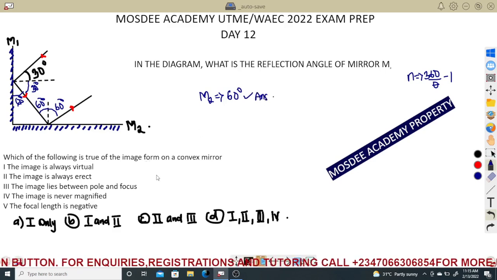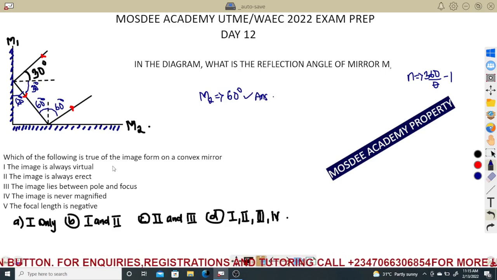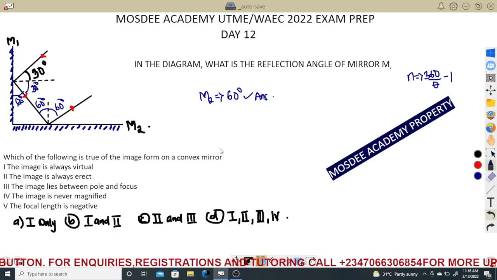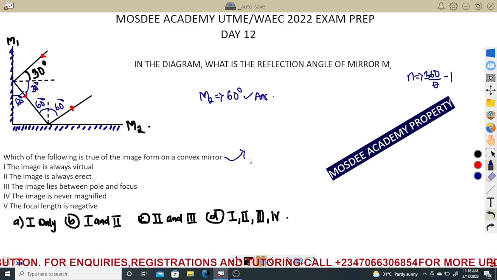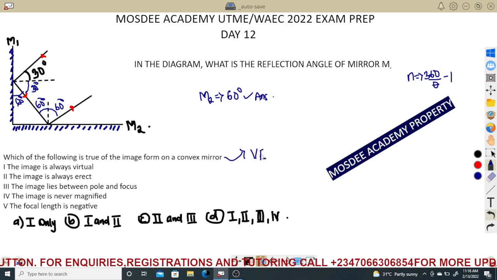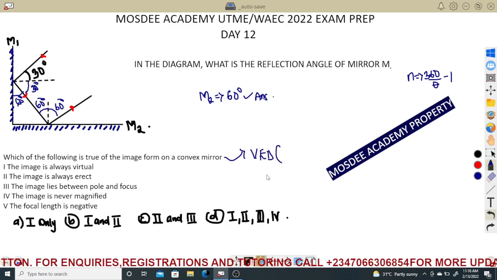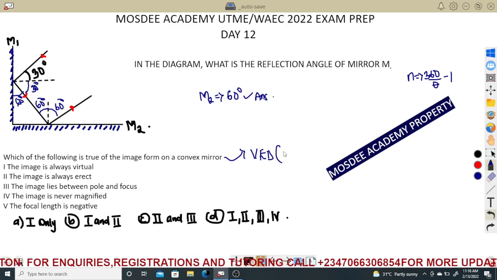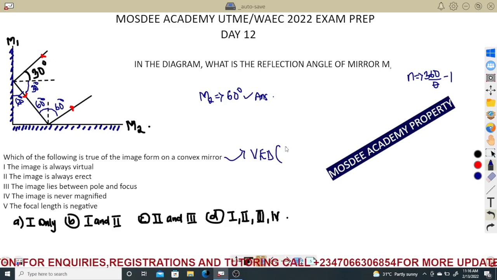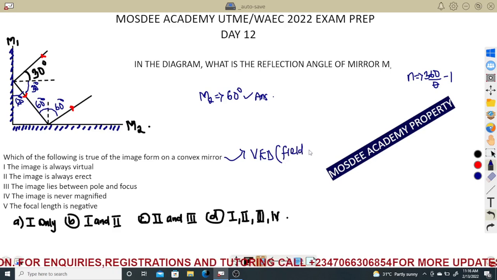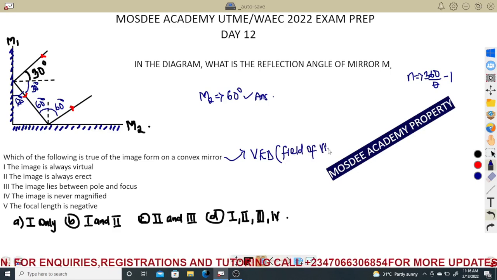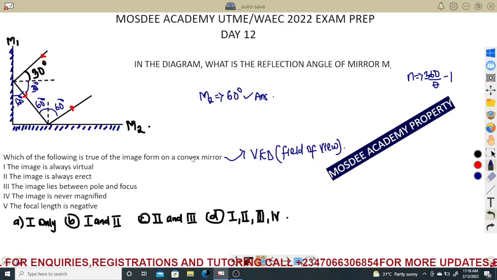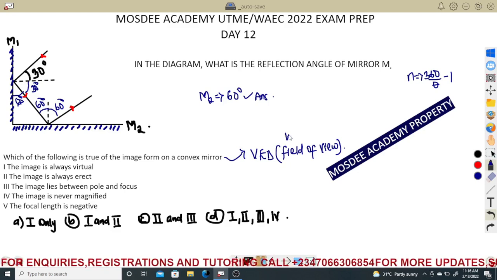Then question 10. Question 10 says, which of the following is true of the image formed on a convex mirror? We've talked about this, so I think I can rush you a little bit. In fact, there is another important thing I should quickly talk about. Convex mirrors are used as car mirrors because of what we call the field of view of a mirror. That is the distance over which they can actually see. So convex mirrors have a wide field of view.